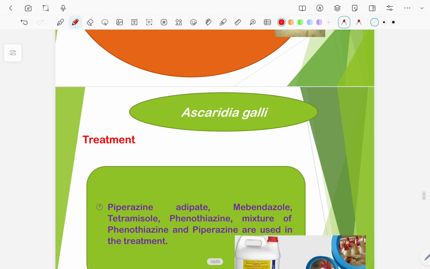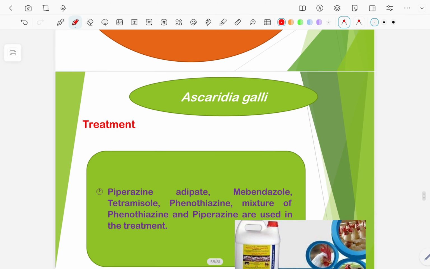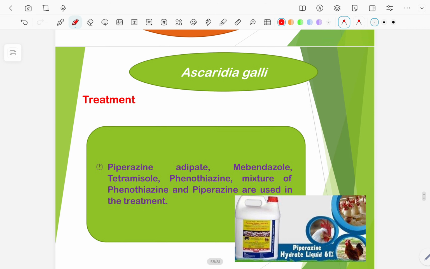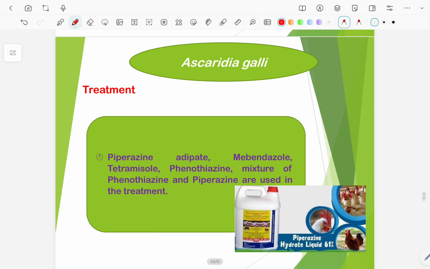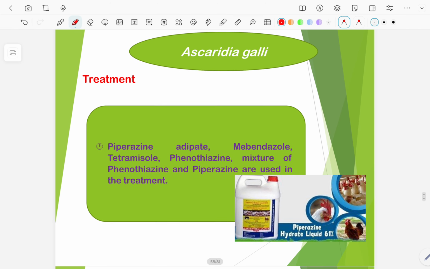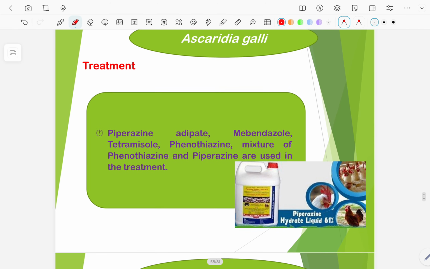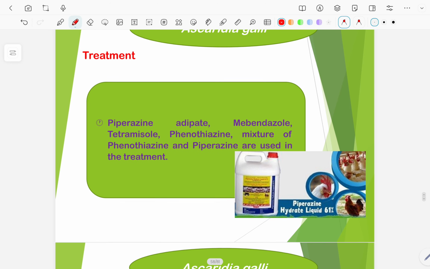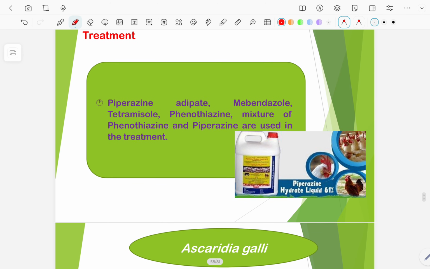Ascaridia galli treatment. Piperazine adipate, mebendazole, tetramisole, and phenothiazine. A mixture of phenothiazine and piperazine is used in the treatment.